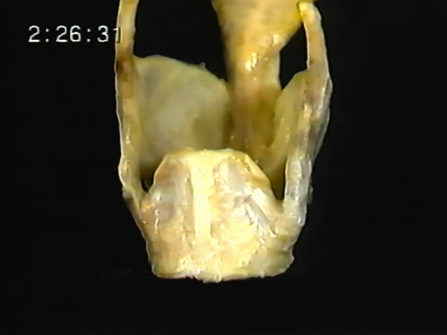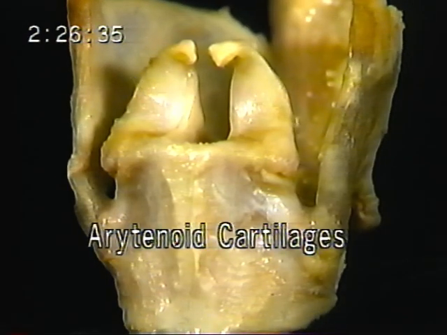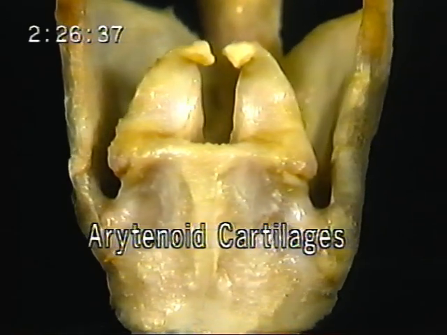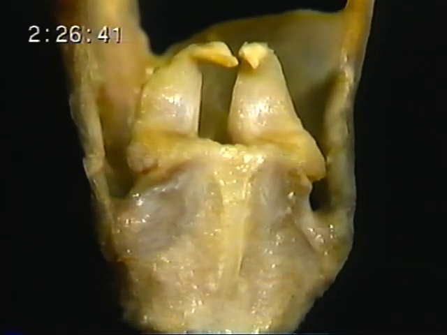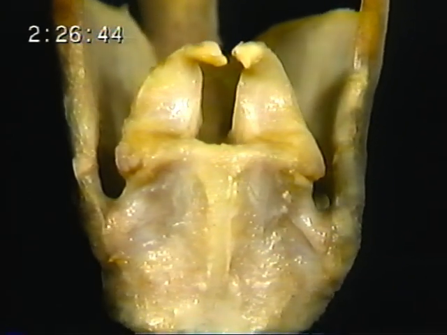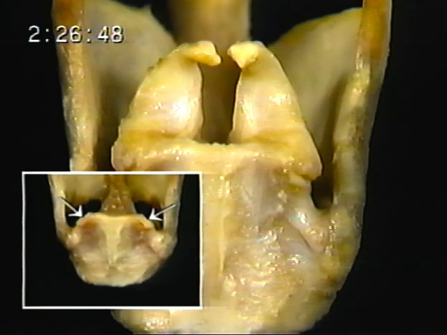Next we'll add the arytenoid cartilages to the picture. Here they are. The arytenoid cartilages, which are highly mobile, sit on top of the lamina of the cricoid cartilage, just to each side of the midline. They articulate with the cricoid cartilage at these two surfaces.